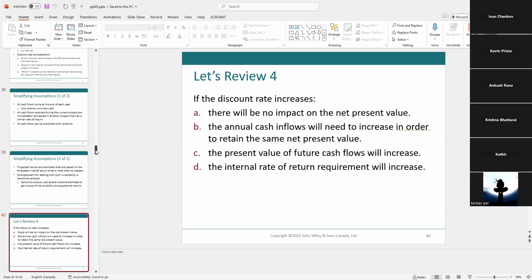Is it possible the net present value not to be affected? No. Is it possible the present value of the future cash flow to increase? No. Is it possible the internal rate requirement to increase? No. So B is the answer. That's another way to answer multiple choice questions: instead of looking for the right one, eliminate the wrong ones and naturally come up with the right one.